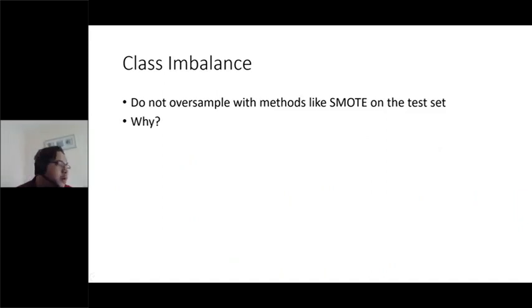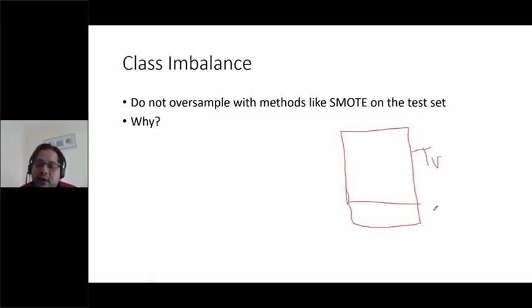When we mix it with cross validation and these things, and dividing with a test set, do not oversample with methods like SMOTE on the test set. Can you tell me why? So we have the training set and the test set. This is the whole data set, this is the training set, and this is the test set.